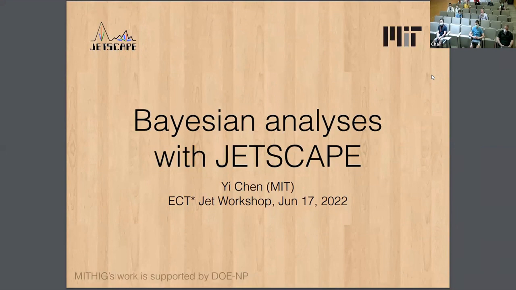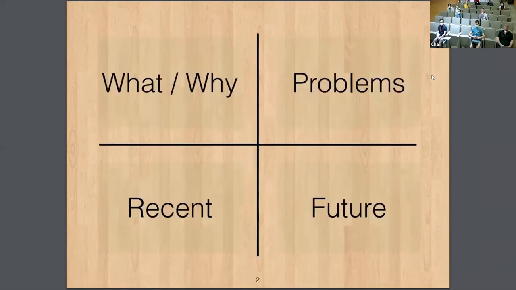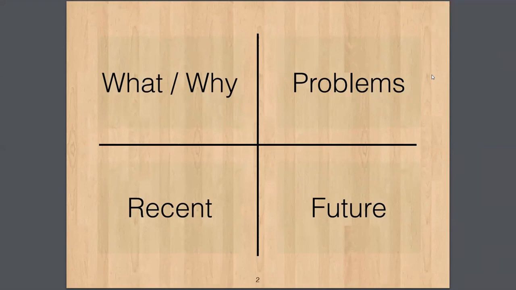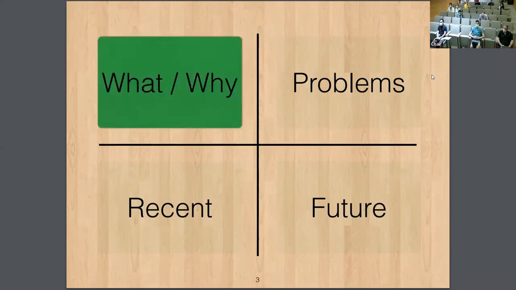Since I think I'm the only Bayesian talk, I'll give a little bit of context of what this whole thing is about. The talk will be in different pieces. First I'll talk a little bit about what it is and why we do this, then some problems we face in heavy ion collisions, what we've done recently, and where we're heading in the future. So let's start with the first one.